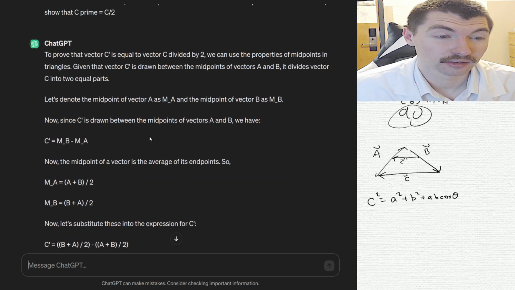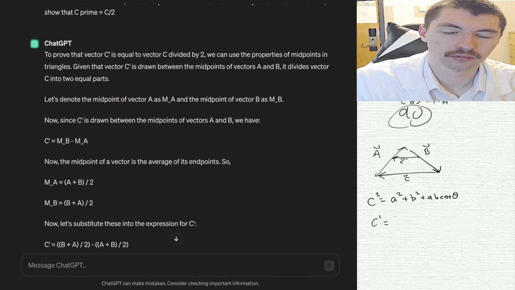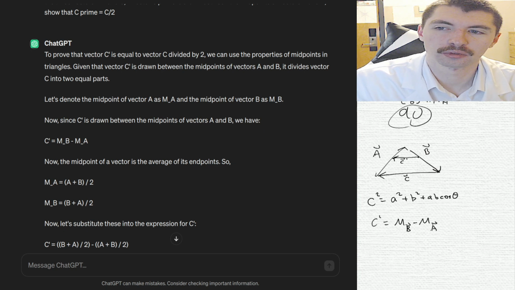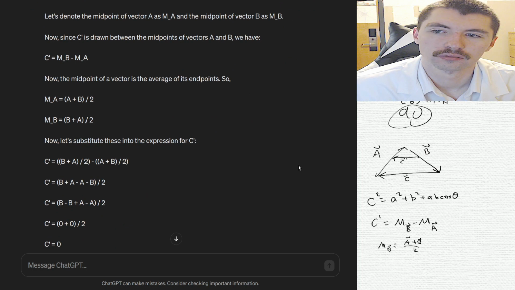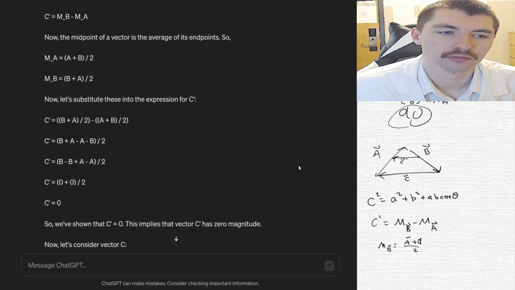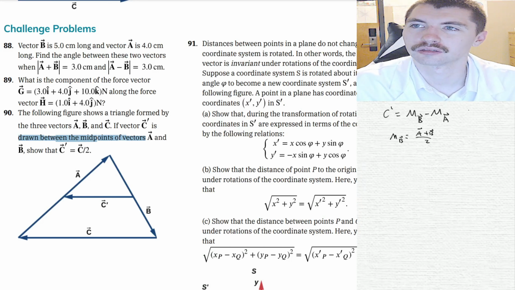We use a midpoint. This is what the language model is saying, where MB is A plus B. Yeah, I don't really get it. I'll be honest. Let's move on.